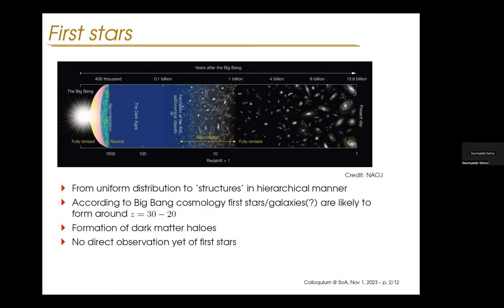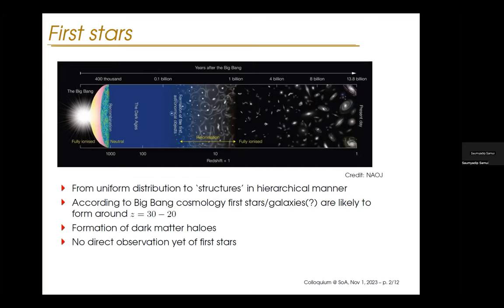Redshift is nothing but an indicator of time. So when the universe started, we say it's infinite redshift. Today is zero redshift. And in between, some intermediate time, we say in terms of redshift. So in terms of time, redshift 30 will be just 1 billion years after the formation of the universe, as we know that the universe is about 14 billion years old. So somewhere around 1 billion years after the Big Bang, the first stars appeared in the universe.